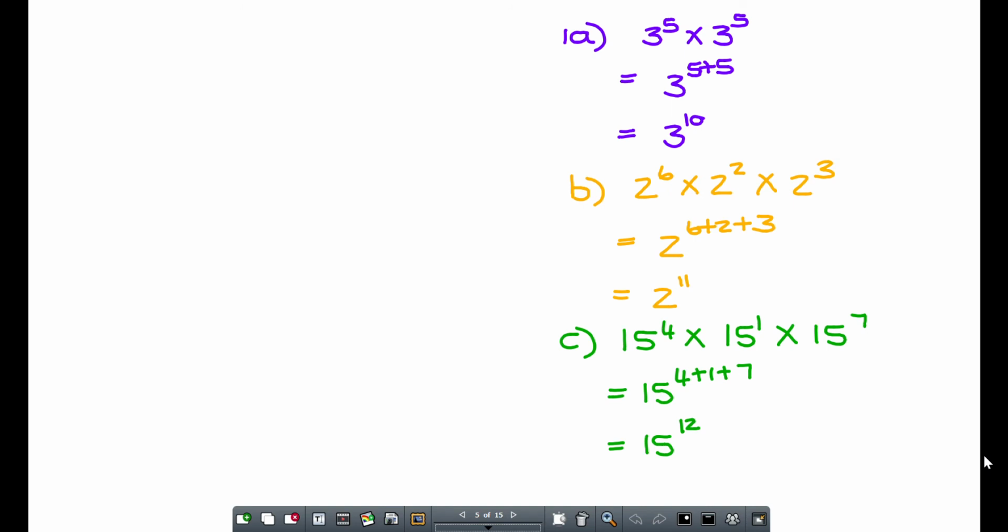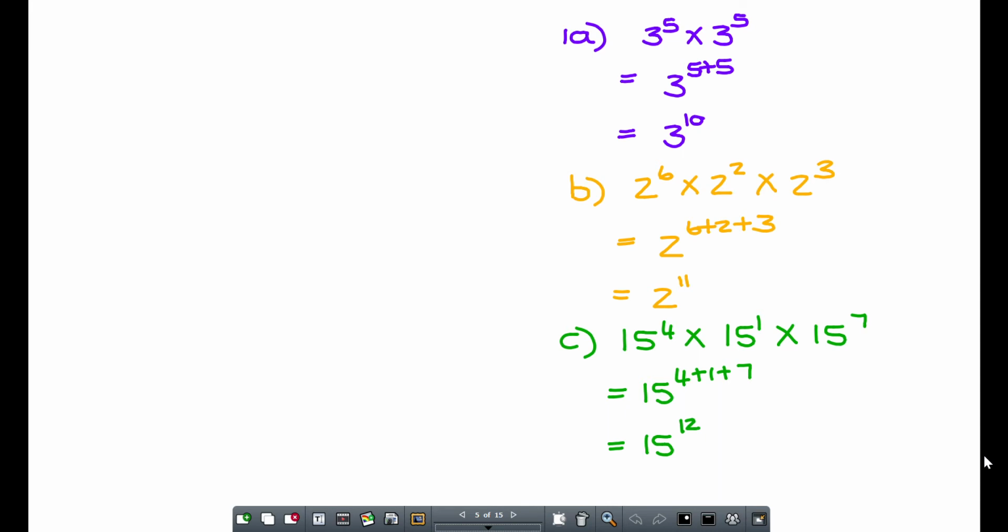Remember, when we're multiplying and the base is the same, we add exponents. Now, you will see that middle step. I'm just showing you that I am adding the exponents. A little later on, you'll see that I don't write that step anymore. It's just because it's new. You didn't have to write that step.